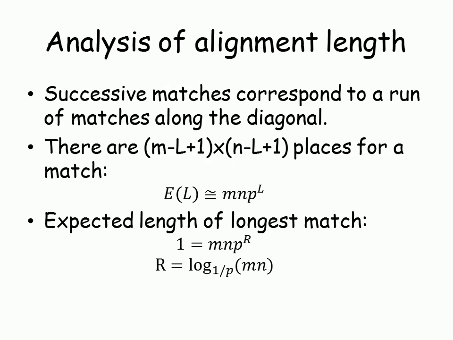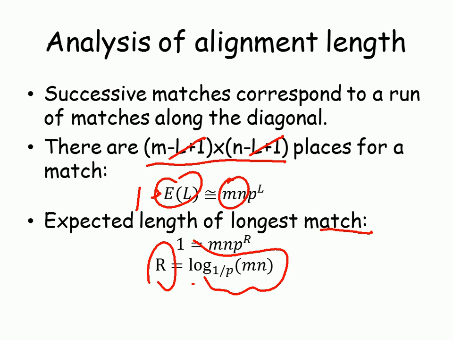Okay. So successive matches correspond to a run of matches along a diagonal, right? So that's a stretch of residues in one sequence being identical to a stretch of residues in the other one. And as I said, there are this many places that this can happen, but we'll just drop this part and just say m times n. The expected length of the longest match can be found by setting this equal to 1. Okay, so we expect to see at least one such diagonal match, and then solve for r, you get this again. Okay?